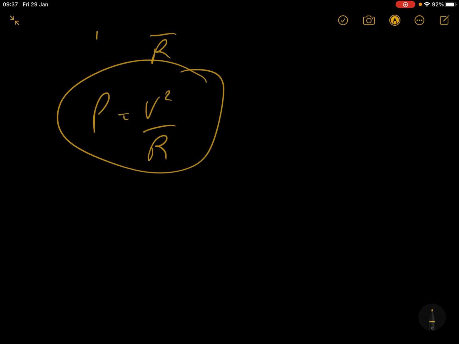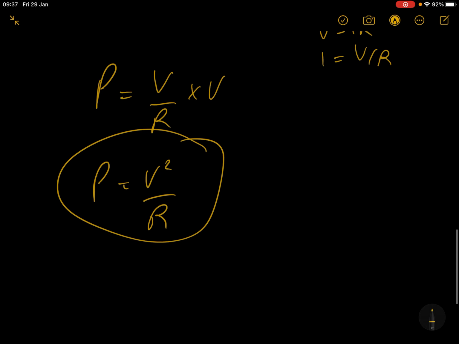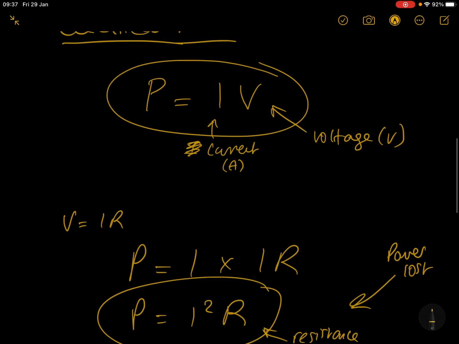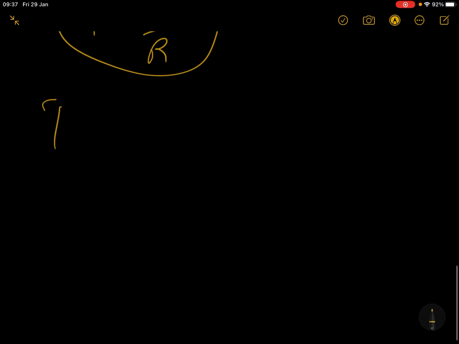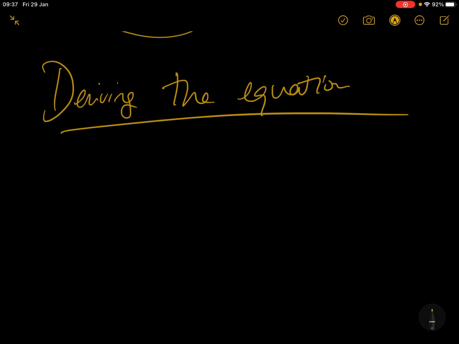Okay, so next bit is an equation you have seen before. You've used all of these, but what happens if a question asks, how do you know power is current times voltage? Or can you derive the equation that connects power, current and voltage? So let's do a little subtitle here. Deriving the equation. I think my writing's getting worse, I apologise.